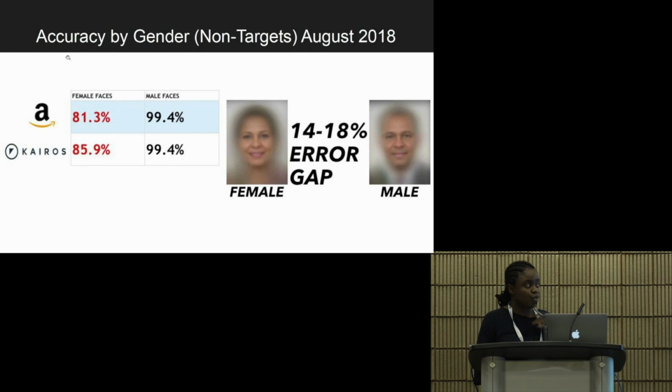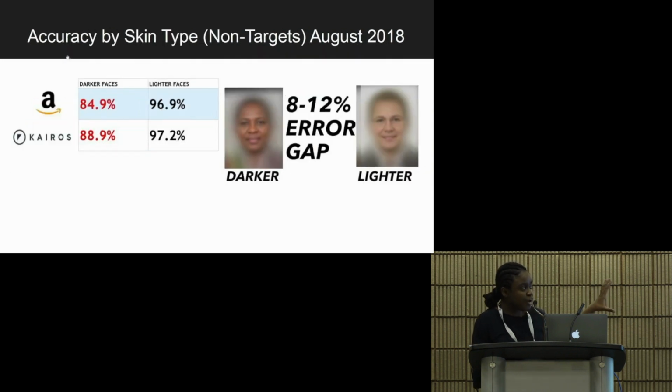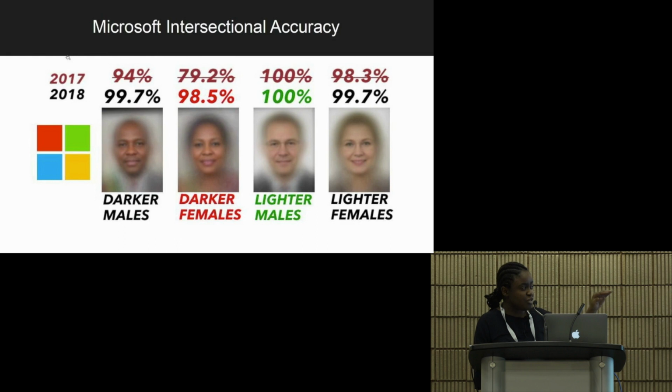So here's the overall accuracy for the target companies and the non-target companies. And this is on PPB, the Pilot Parliaments Benchmark. And then here you see, for the target companies, the disparities in performance between male and females. In the previous audit, May 2017, you see that there was an 8 to 20% performance disparity, and that's reduced to 1 to 9%.